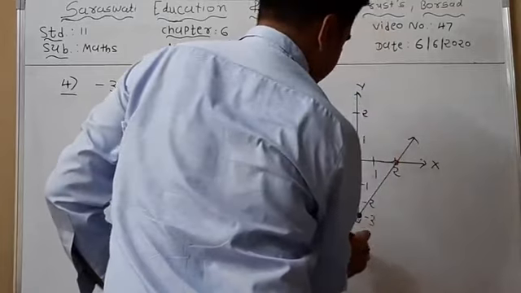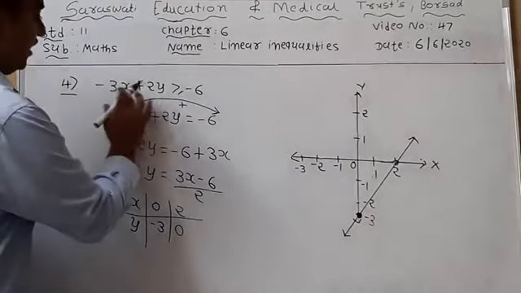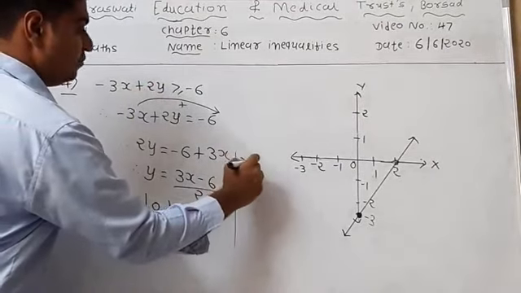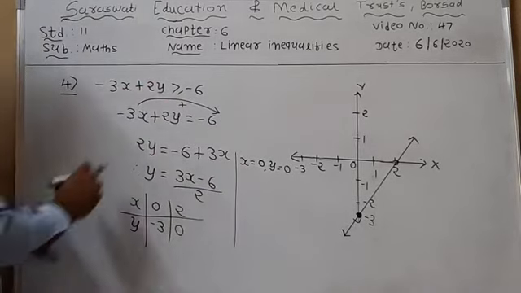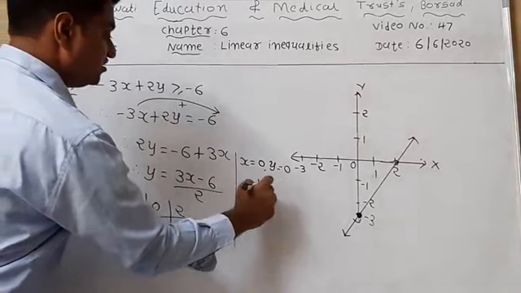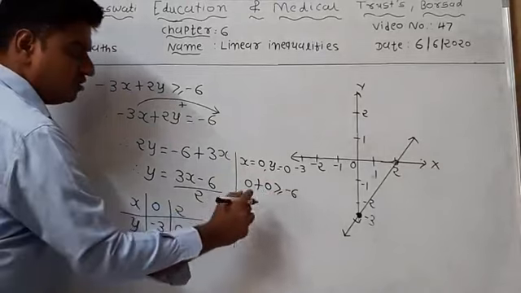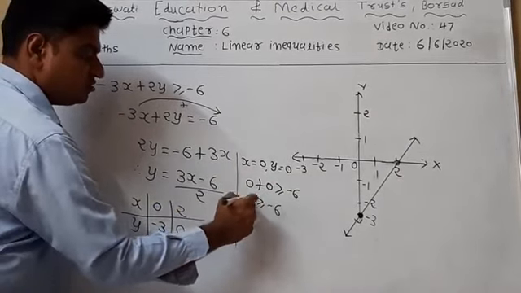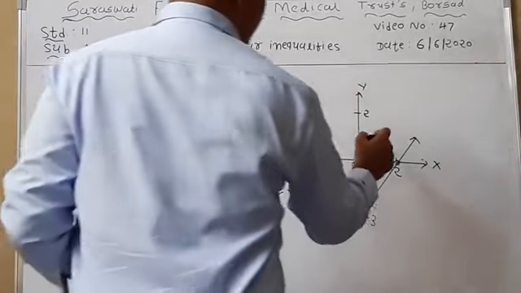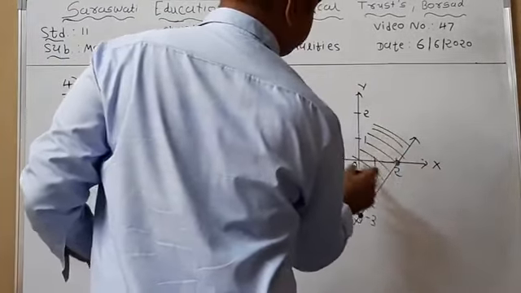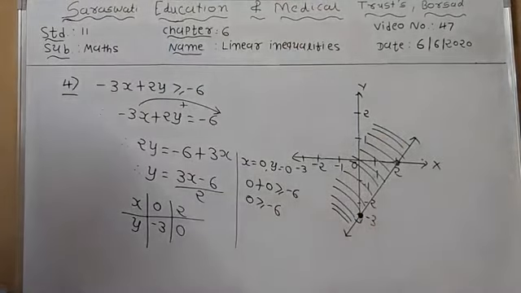Now we decide which side to shade. Again, in place of x and y consider 0. Substitute this value in the inequality: 0 plus 0 greater than or equal to minus 6. Now 0 is bigger than minus 6, so this condition is true. So our shaded portion goes on the origin side. Okay. Now next question.